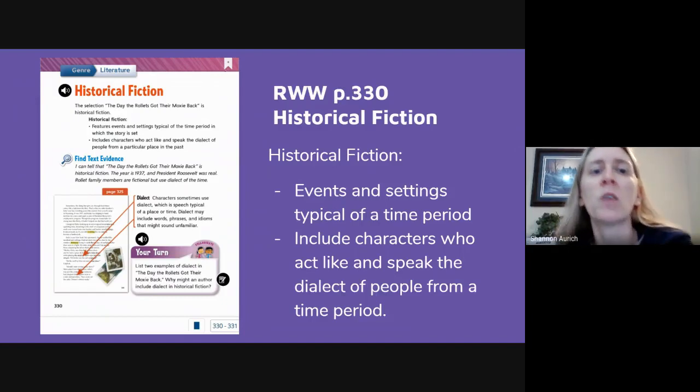Historical fiction also includes characters who act like or speak the dialect of people from that particular place or time period. So they're going to use words and phrases that were popular at the time. When people write about this period in time, during the COVID-19 quarantine, people will probably mention toilet paper as gold, and nobody will understand that except the people that have lived through this until it comes up in fiction.